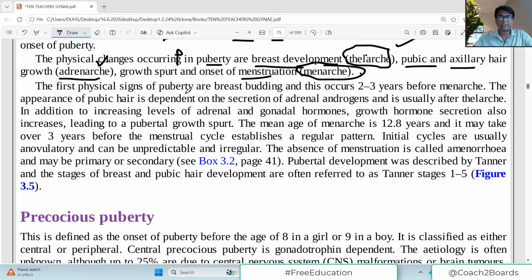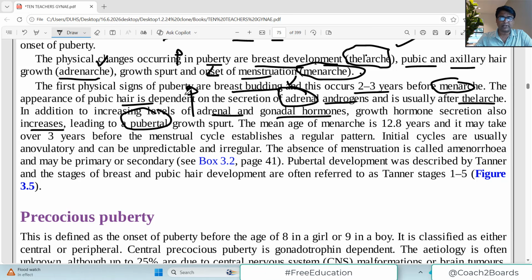The first physical signs of puberty are breast budding, so outpouching of breast bud, and this occurs 2 to 3 years before menarche. So once this starts, this is an indication that down the line, 2 to 3 years after this, the menses will begin. The appearance of pubic hair is dependent on the secretion of adrenal androgens and is usually after thelarchy. In addition to increasing levels of adrenal and gonadal hormones, growth hormone secretion also is increased. That leads to pubertal growth, so increase in height.